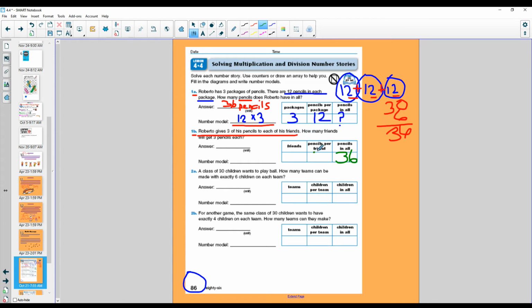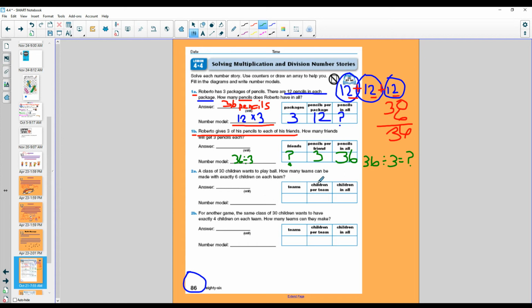Okay, he's going to give 3 pencils to each friend. How many friends will get 3 pencils? So we're trying to figure out how many friends he has. All right, so we're trying to figure out 36 divided by 3. That's going to give us our answer. So that's our number model, 36 divided by 3.